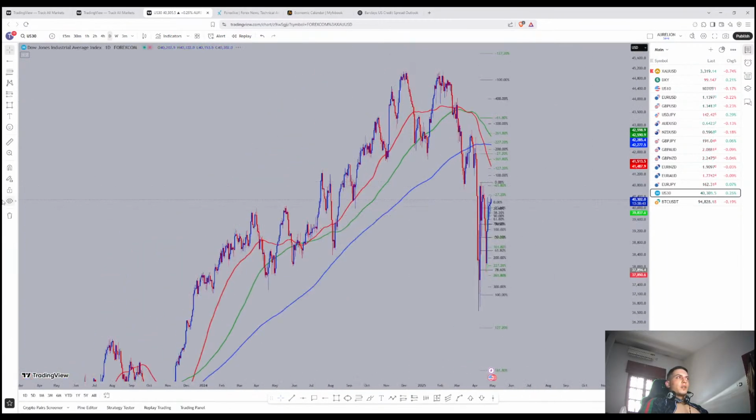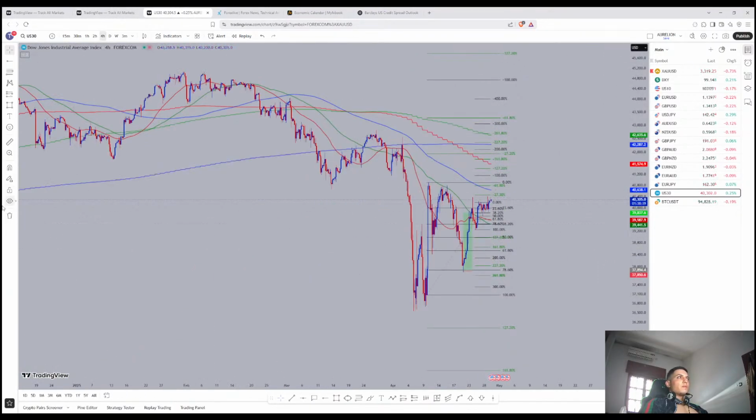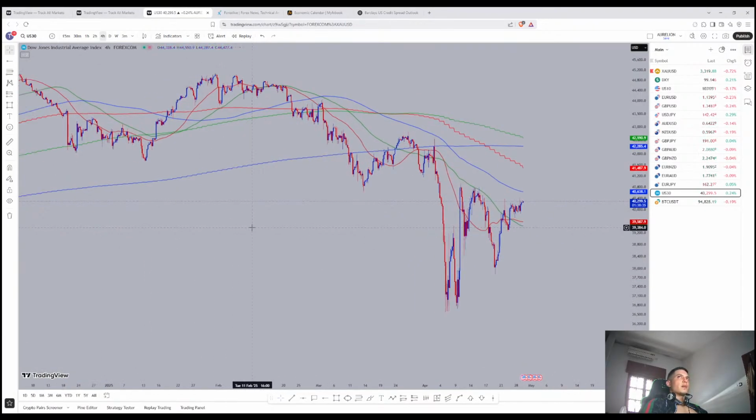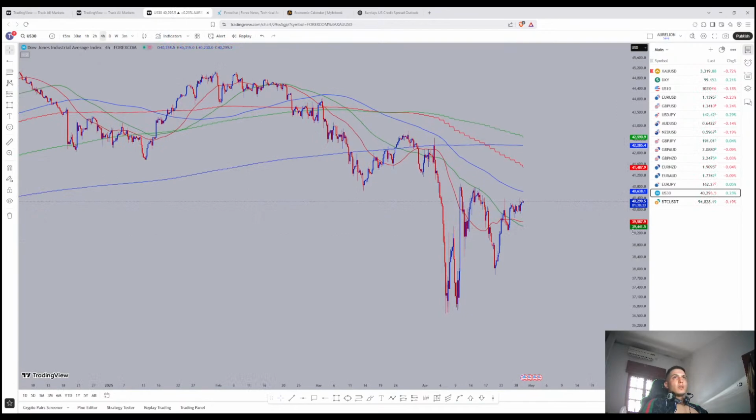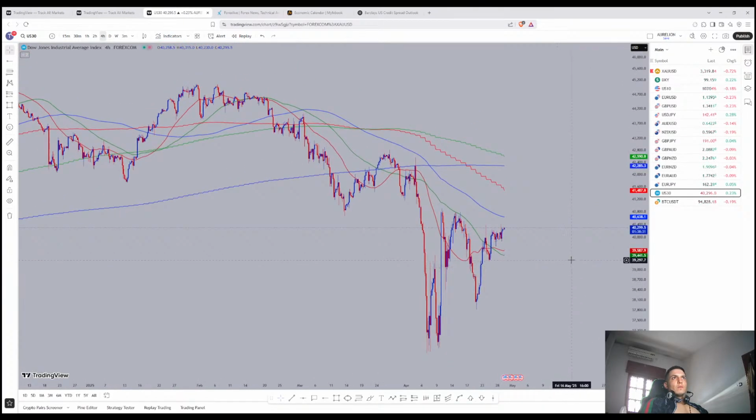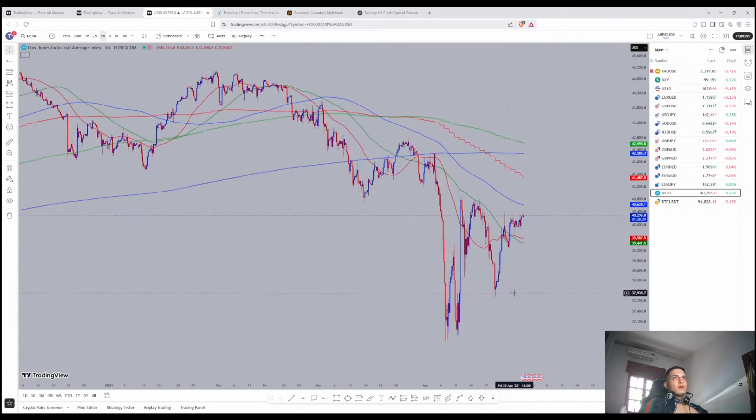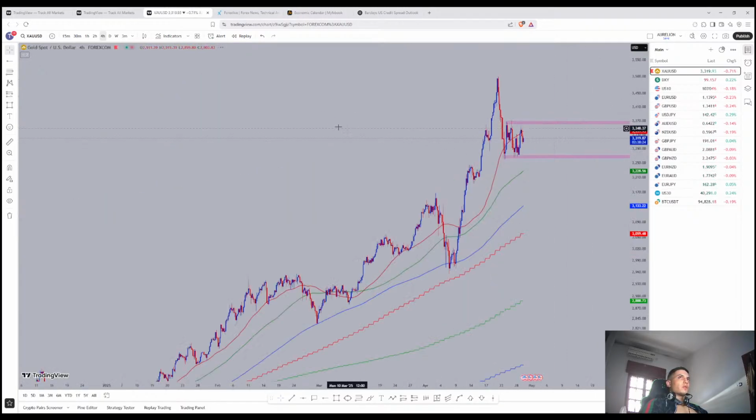For US 30, I don't know if you guys trade US 30, but probably a month, somewhere around that time frame. Yeah, US 30 is not looking very tradable as of now either. It's not looking friendly.